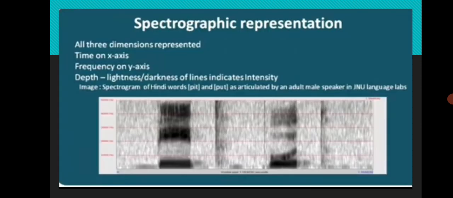And this is the spectrographic representation of the Hindi words peeth and pooth, articulated by an adult male speaker in the JNU language lab. Here the lightness and darkness represent the intensity of the words, the x-axis represents time, and the y-axis frequency, and this is a three dimensional representation.